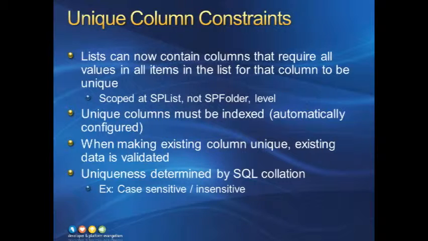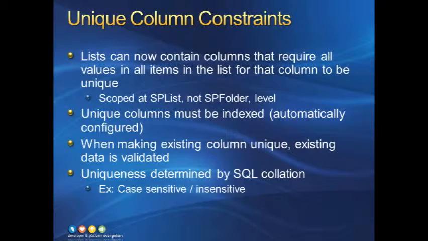If I go into a brand new list and I create a new column and I say I want this to be a unique column, SharePoint's immediately going to ask me, do you want to go through and set up an index for this column? You have to say yes if you want to make this a unique column, because unique columns have to be indexed. So if you say no, it's just not going to create the column for you. It's just going to take you back to the creation page and let you uncheck the fact that you want to make it unique.